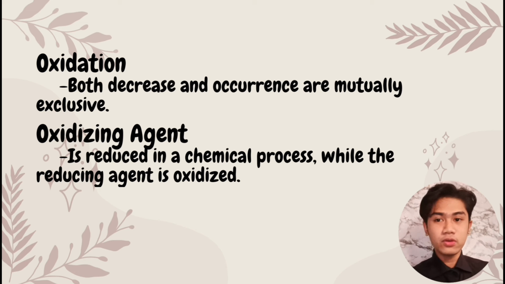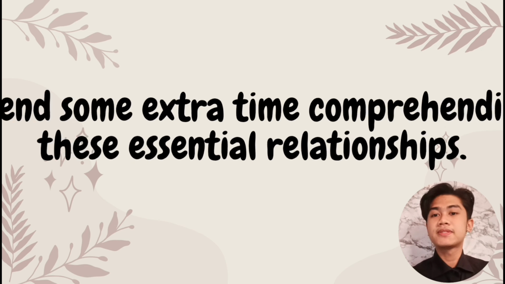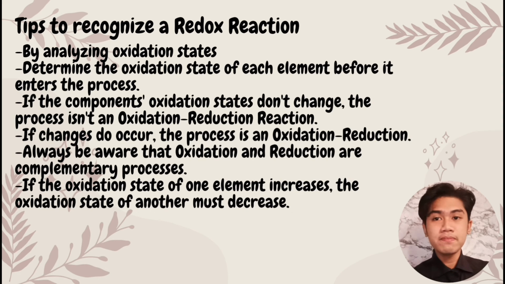So, oxidation cannot occur without reduction and vice versa. An oxidizing agent in a chemical reaction is reduced, while a reducing agent is oxidized. This can be very confusing, so take some extra time to understand these important relationships. Here's a simple tip to fully understand and recognize redox reactions. You can always recognize a redox reaction by analyzing oxidation states. By examining oxidation states, a redox process may always be identified.